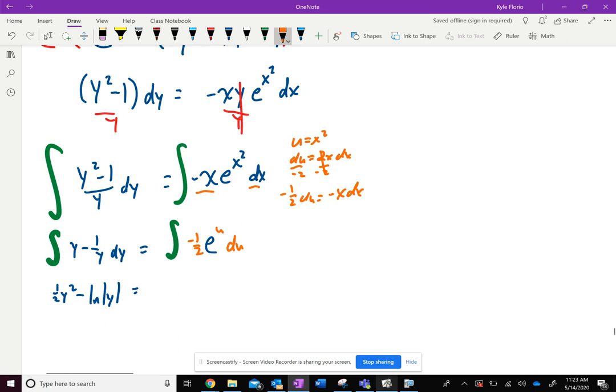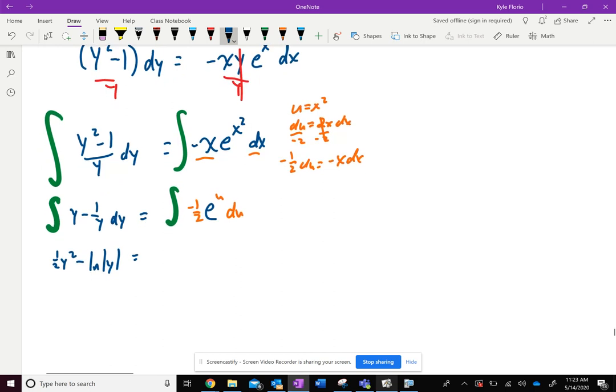So now everything here is in terms of u. That's okay. When we take the antiderivative, it'll be a piece of cake. The antiderivative of negative 1/2 e to the u is negative 1/2 e to the u. And I'm going to replace u with x squared. And there's our constant.